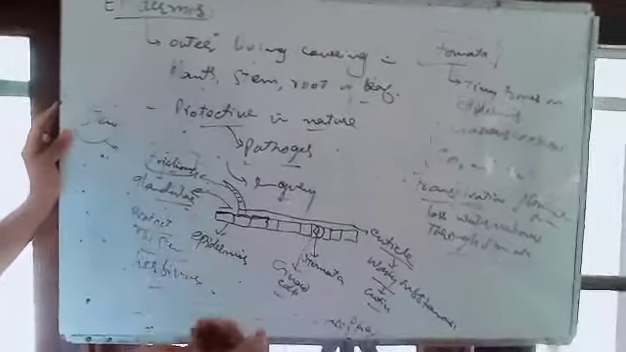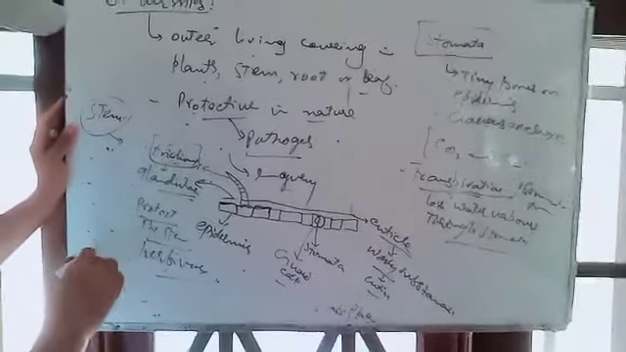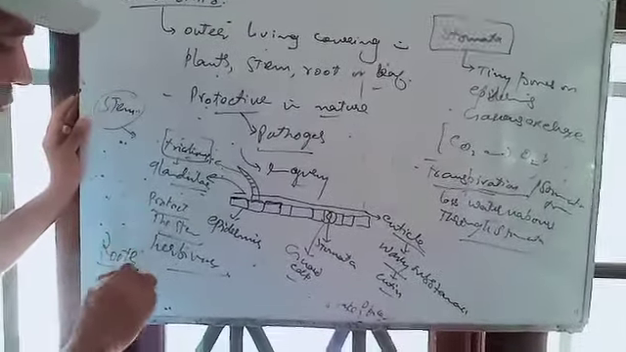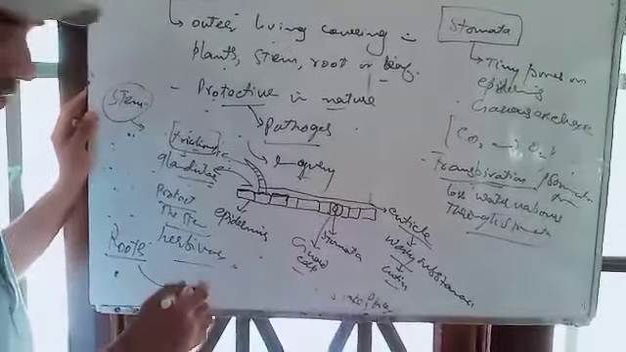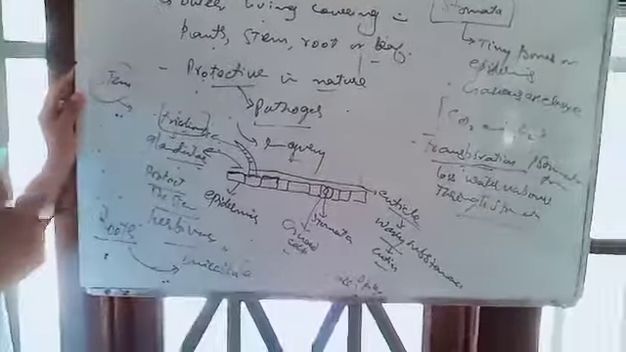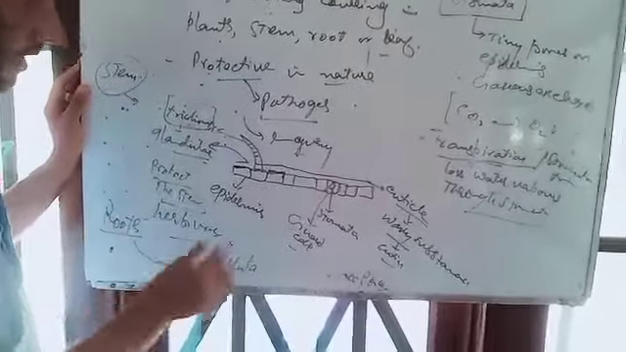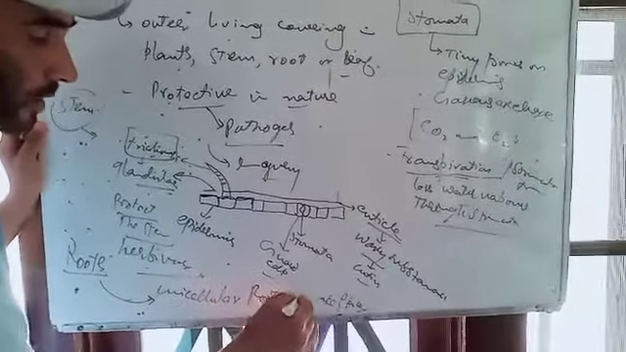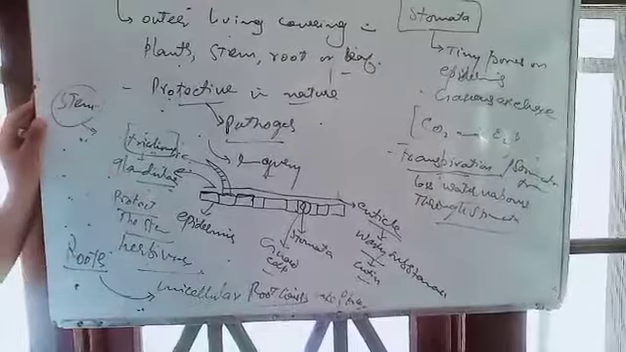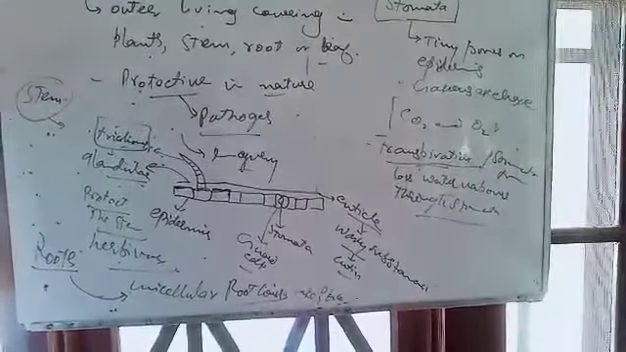Now in case of roots, roots also have epidermis, but the root epidermis has unicellular root hairs. So roots also have epidermis and they have unicellular root hairs. They are very important for the absorption of water.